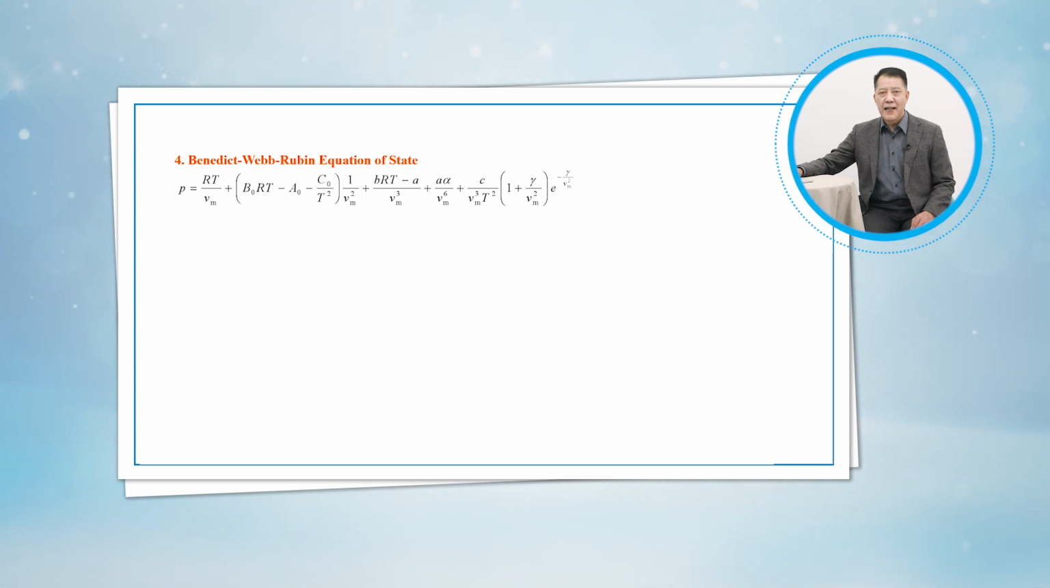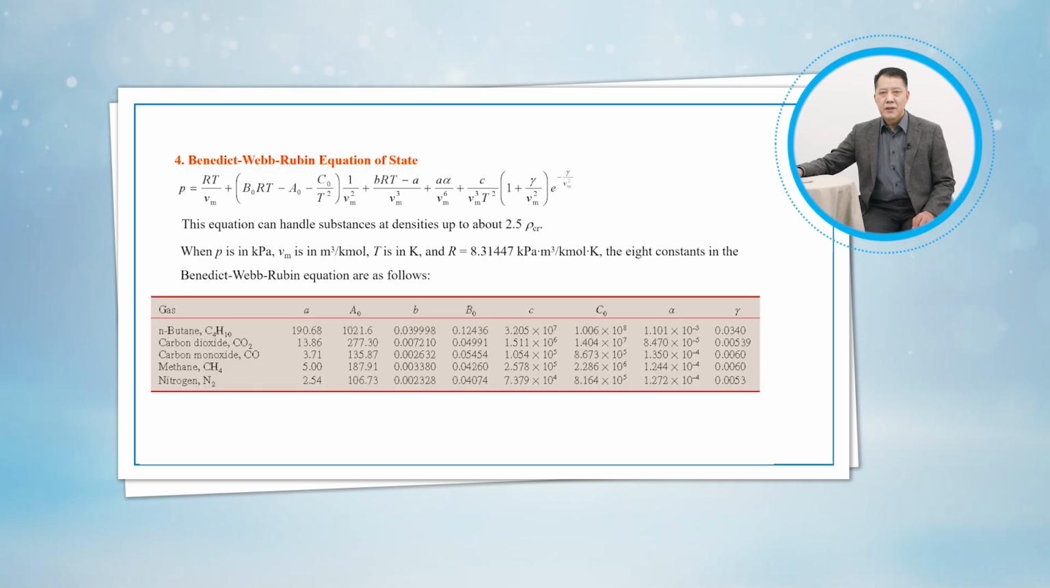It is expressed as: This equation can handle substances and densities up to about this value. The values of the constants appearing in this equation are given in the following table. Complex equations represent the PVT behavior of substances reasonably well and are very suitable for digital computer applications.